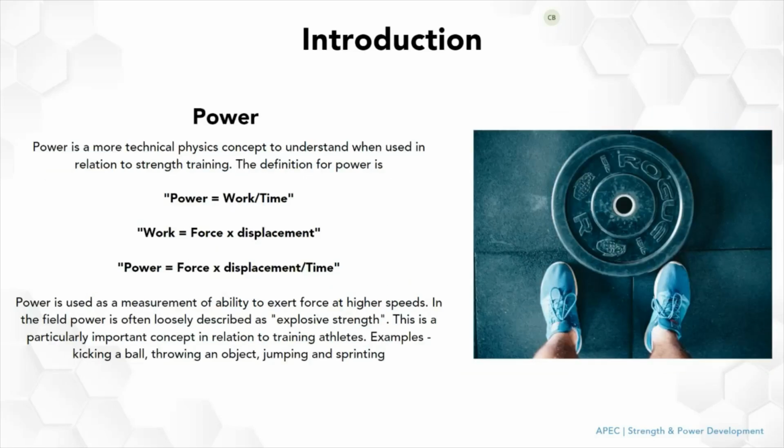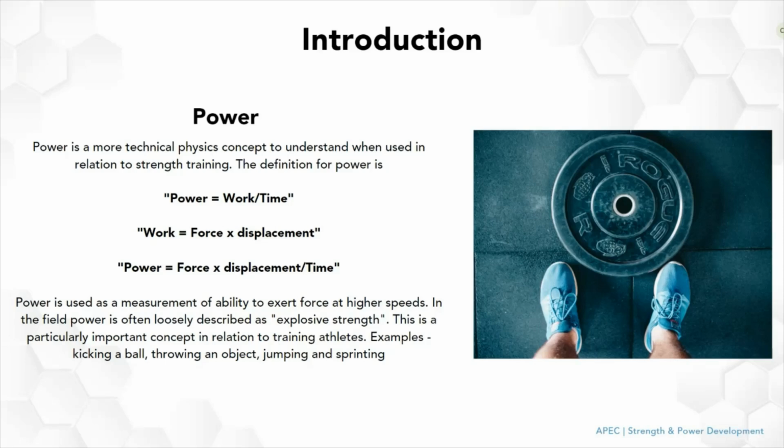Then moving on, we're going to define power. Power is a more technical physics concept to understand when used in relation to strength training. The definition of power is as follows: power is equal to work divided by time. So then we just need to know what our work is. Our work is just our force multiplied by displacement. We had force already in strength: the maximum amount of force we can produce is our strength. Displacement is quite simply how far something moves. So this could be, in a deadlift, the bar moving from the floor up to hip level. So this is the amount of work we're doing and the displacement.